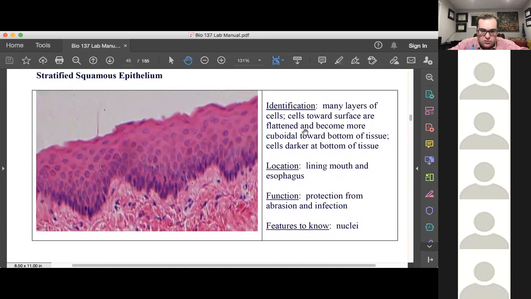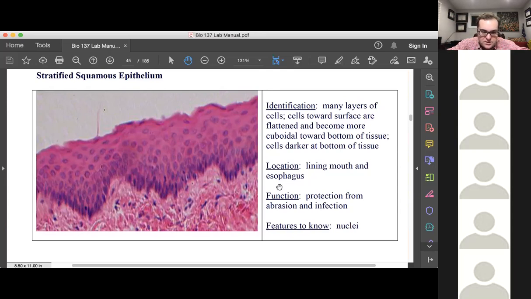Cells towards the surface are more flattened and become more cuboidal towards the bottom and darker. You can kind of see that. We have a flatness over here where these cells have been smushed down. See the little purple lines, those are the smushed out nuclei. And as we go into the deeper layers, you can see how they are more rectangular, more columnar. Not exactly a flat layer either. They're more of an ebb and flow layer, perhaps.